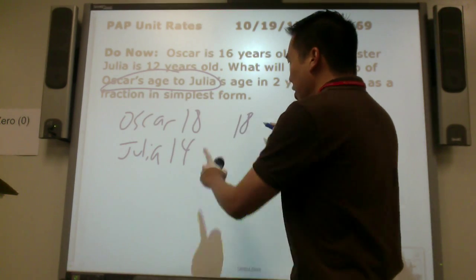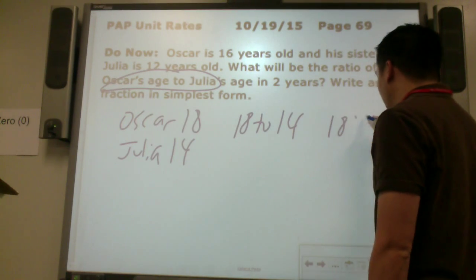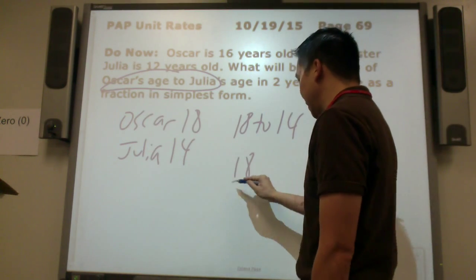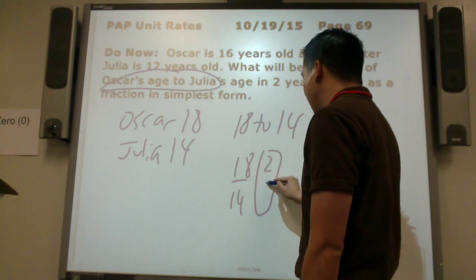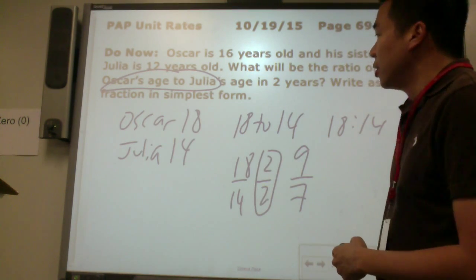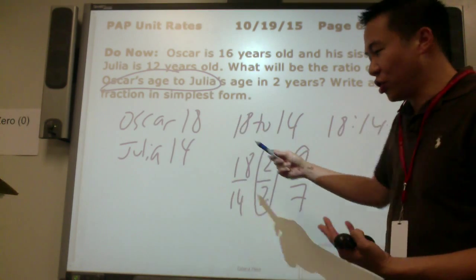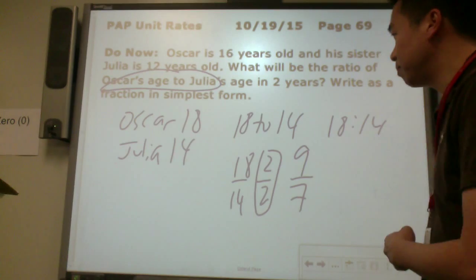So Oscar to Julia is 18 to 14. 18 colon 14, or 18/14. Can you simplify this? Yes, divide by 2, you get 9/7. So for every 9 years of Oscar's age, Julia is 7 years old.